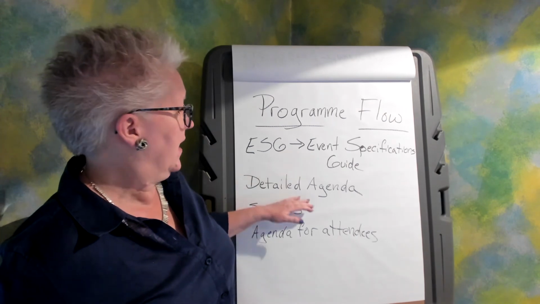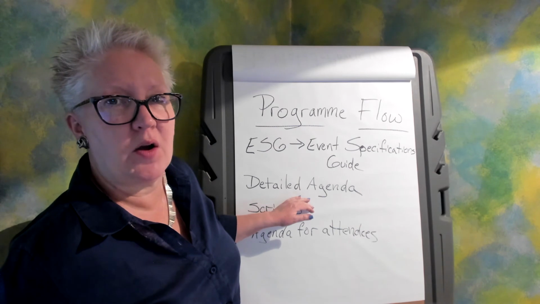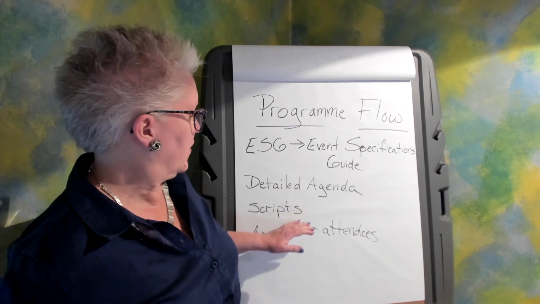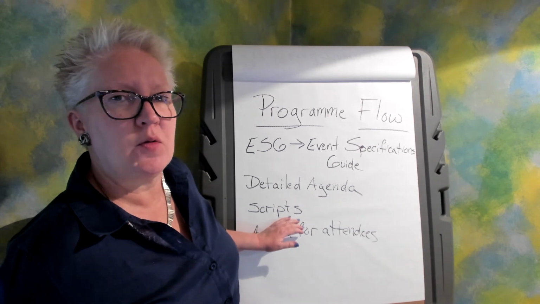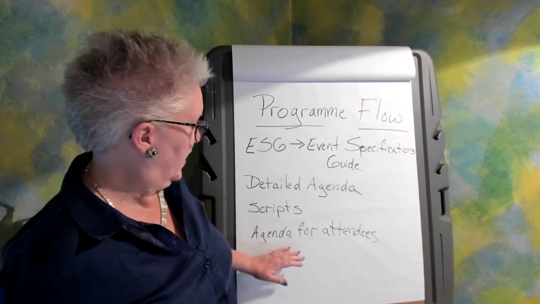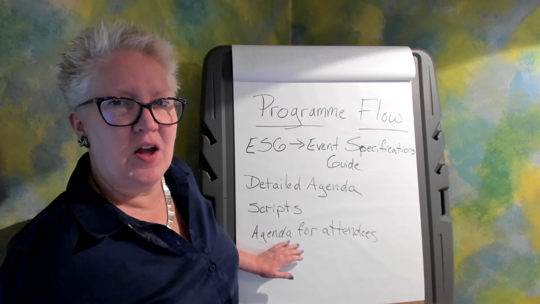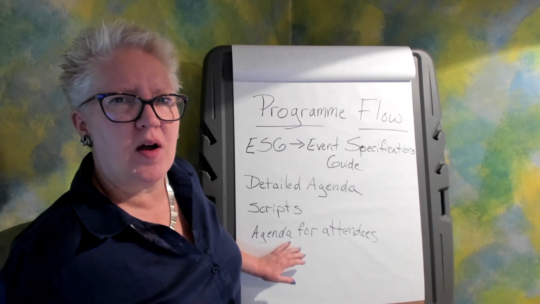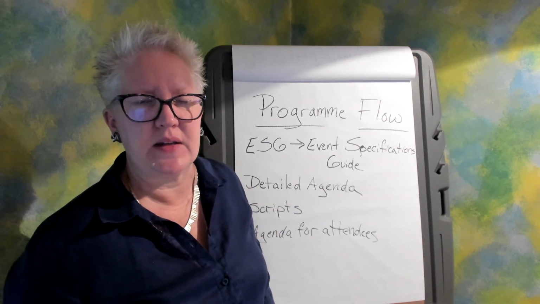So those all fall under program flow, the biggest and most complete being the ESG, Event Specifications Guide. The detailed agenda is pulled from that for those frontline workers who need to know almost everything at their fingertips. Scripts are for anyone who is emceeing or making announcements from the stage, and the agenda or program is for the attendees. Hopefully that draws some boundaries around them so you understand what makes them different and how you would use them.